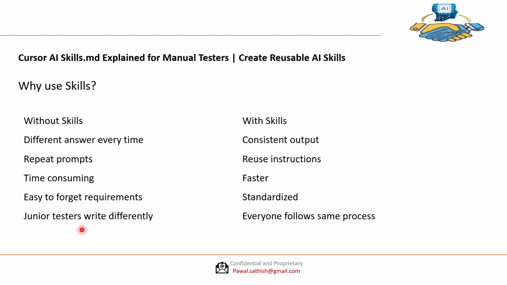As I mentioned, junior testers write differently. If they don't know how to write a prompt, you will get different results, and then our review time will increase. But with skills, everyone follows the same process and will get the same standardized output. That is the reason skills are very important, and as a manual tester or QA, we need to use the skills in Cursor AI.